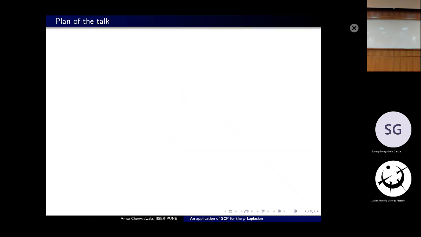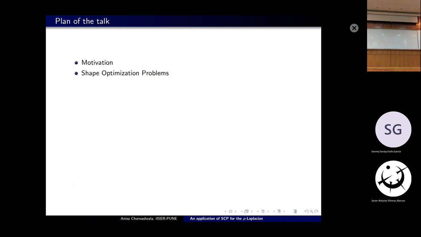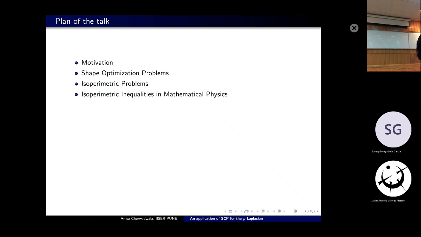Shall we start? Okay, so the plan is as follows. I will start with the motivation about the kind of problems that we work on. And those problems are called shape optimization problems. I will introduce what I mean by the shape optimization problem. And I will quickly just mention one example of the shape optimization problems, that is the isoperimetric problem.